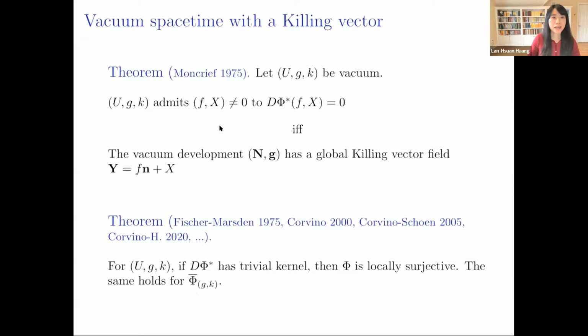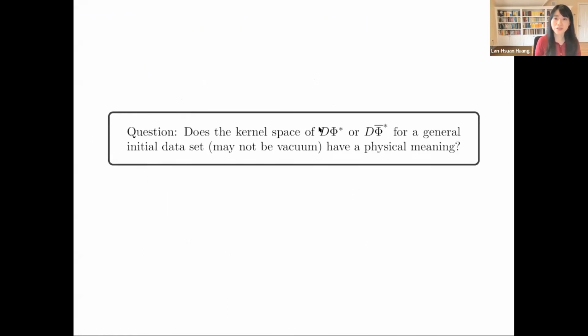All right, but now in view of Moncrief's theorem, it tells you the kernel element is actually something really meaningful. So the natural question would be, does the kernel space of either one, the classical operator or the modified operator, for a general initial data set, which may not be vacuum, have any physical meaning? If it's vacuum, then we have the result of Moncrief. And now generally we know this operator is helpful even for non-vacuum initial data sets, so would it have any physical meaning?